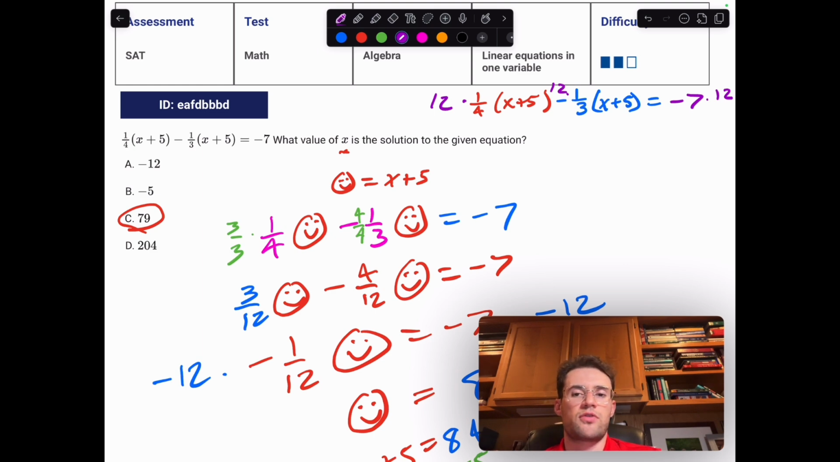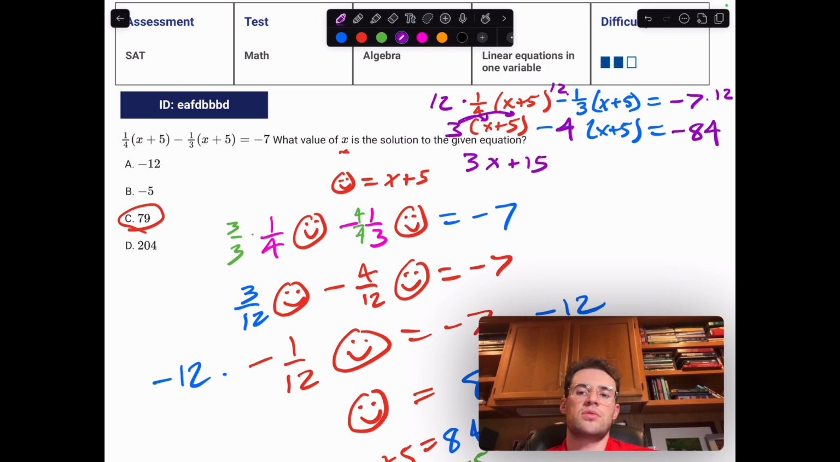So 12 times 1/4 gives us 3. So it's 3 times x plus 5. -1/3 times 12, right? 12 divided by 3 is 4, so it's going to be -4 times x plus 5 equals -7 times 12, which would give you -84. All right, so now we distribute. So 3 times x, 3 times plus 5, that's going to give you 3x plus 15. And then here we're distributing -4. Make sure you distribute the negative, so don't forget that.